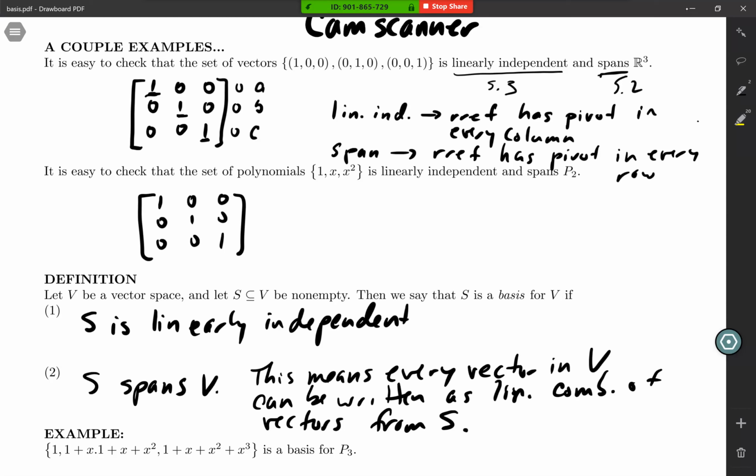Okay. Any questions so far before we do the next example? Hopefully this example will make it a little bit easier to see what's going on.